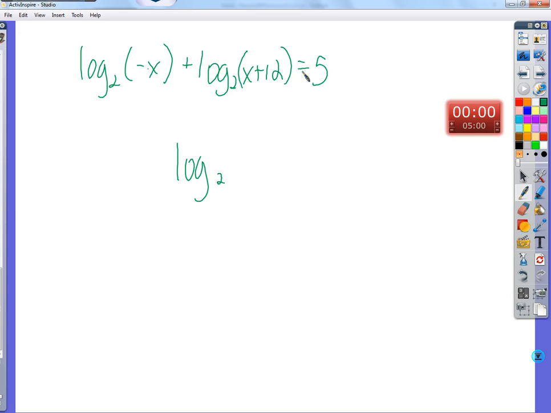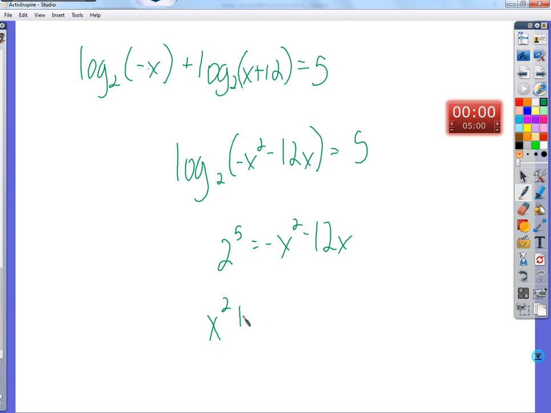Negative x times x plus 12, we're going to distribute that. So we have negative x squared minus 12x equals 5. Distribute that negative x to the x and the 12. And now 2 to the 5th equals negative x squared minus 12x. This will be 32. I'm going to add x squared and add 12x to both sides. X squared plus 12x plus 32 equals 0. Now it's a quadratic equation.